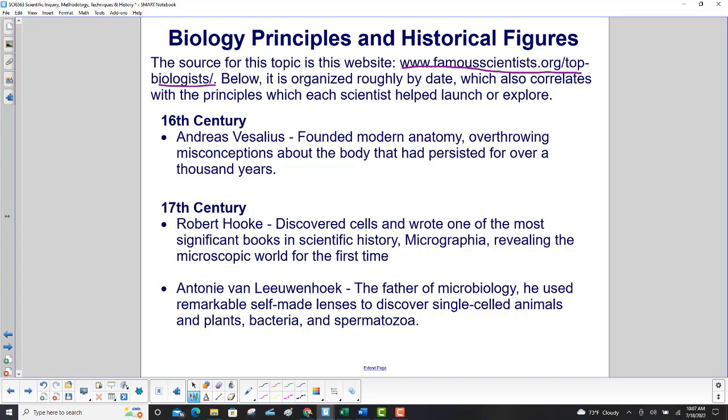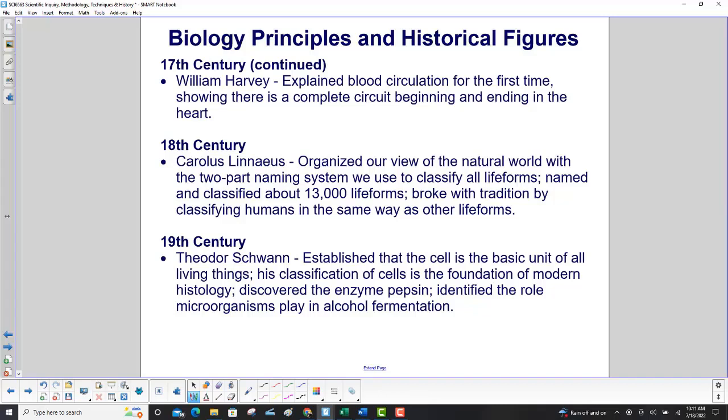Antony van Leeuwenhoek, the father of microbiology, used remarkable self-made lenses to discover single-celled animals and plants, bacteria, and spermatozoa. 17th century continued. William Harvey explained blood circulation for the first time, showing there is a complete circuit beginning and ending in the heart.